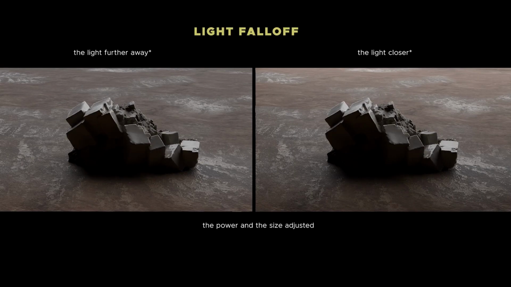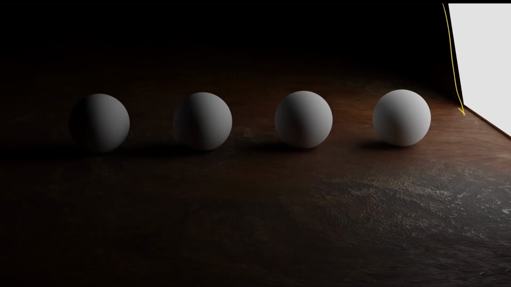Have a look at these two images. In one of these, the light was placed further away, with the power and the size adjusted accordingly, and in the right one, on the contrary, the light was placed as tight as possible to the subject. You know what? Let's have a look at the better example.